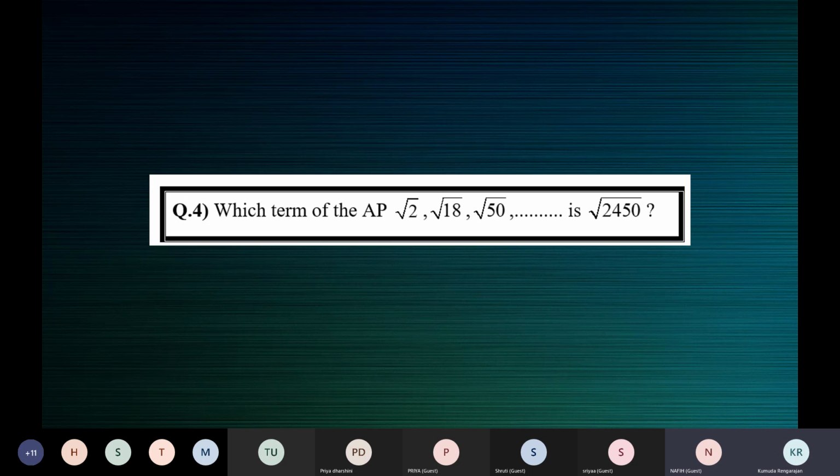And what is the square root of 2450 as a mixed surd? 35 root 2, ma'am. 35 root 2. Very good.